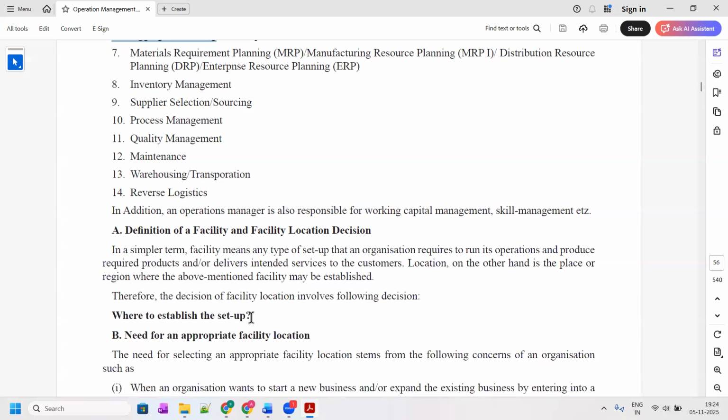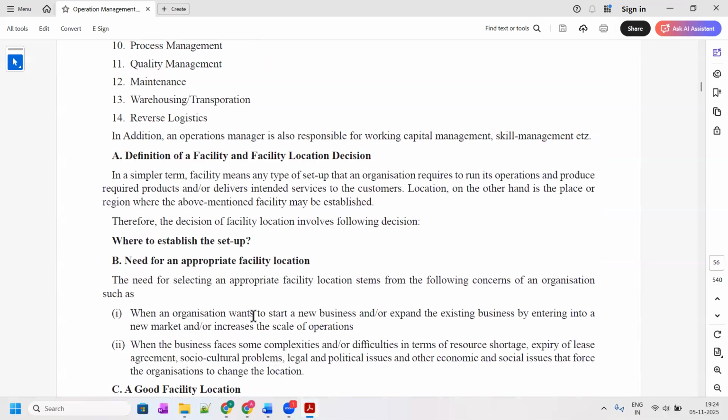So additionally, operation managers also take care of the working capital management, which is based on the current asset minus current liability, which is all about how they can manage the day-to-day expenses, working on liquidity management of the company. And then we can have other departments like the sales force department and all. Basically, we are talking about skill development, so that the employees should get appropriate training at every interval of time. Then talking about the definition of facility and facility location decision.